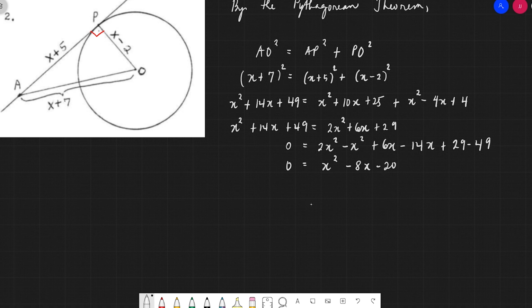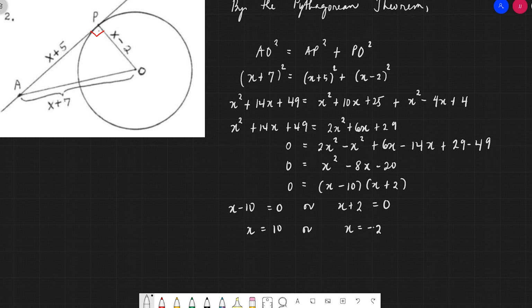a minus 20. And I think this is factorable. Factors of 20 that add up to minus 8: I think it's minus 10 and 2. So we have x minus 10 and x plus 2. By the zero product property, x minus 10 is equal to 0, or x plus 2 is equal to 0, which gives us x equals 10, or x equals negative 2.